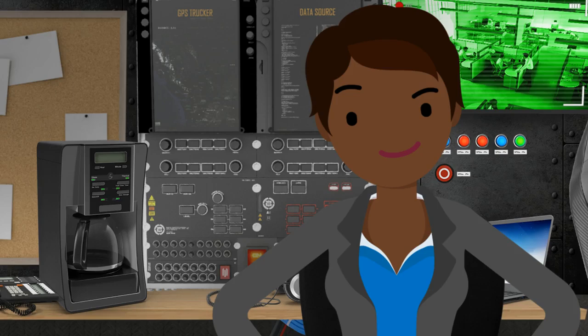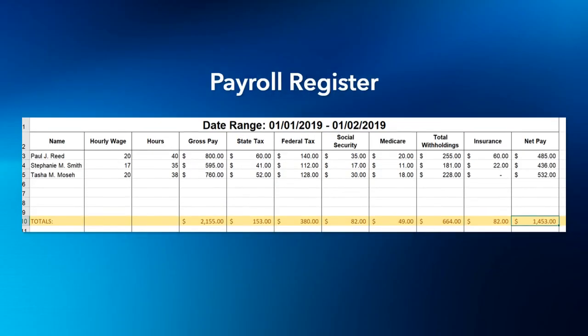Am I right? That's why individual employee information is kept on a payroll register. It includes all those specific terms you saw on that pay stub we looked at a while back. Those entries are then totaled and transferred to the general ledger.